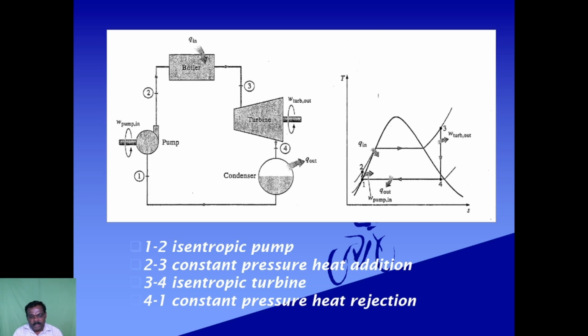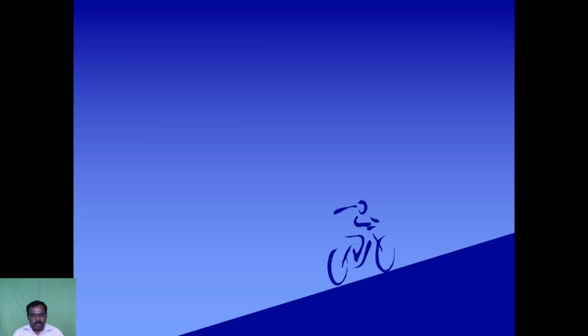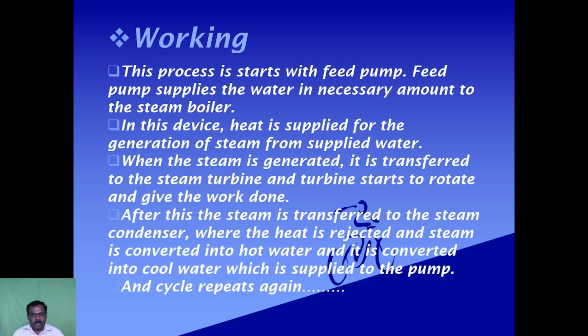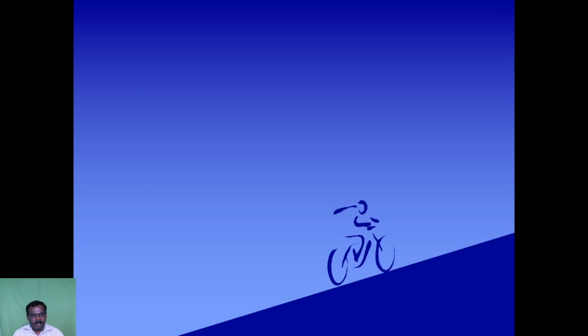Then 4-1 is the condensation, where the steam is converted into water. Then 1-2 in the TS diagram is the pump, just increasing the pressure, and a small amount of temperature is also increased in the pump. So this is the working process, which I explained to you with the help of the diagram.